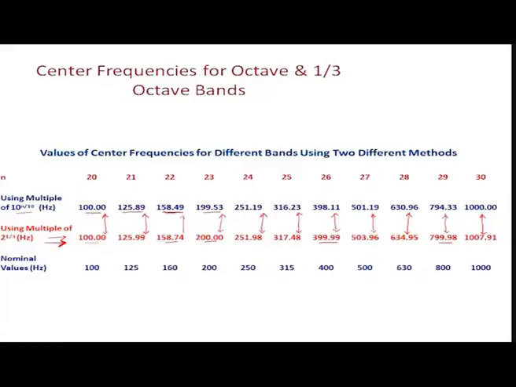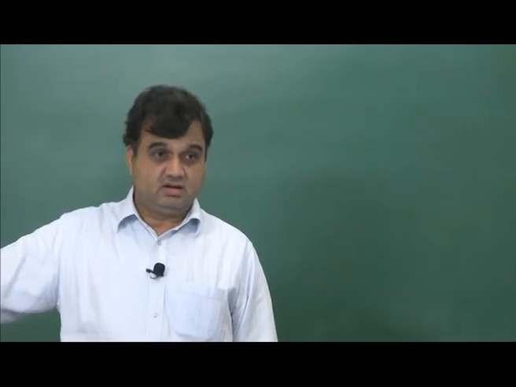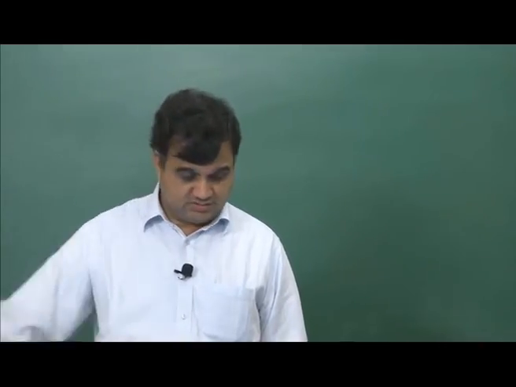So, the interesting thing about this is that each time you increase n by 10, you end up with a factor of 10. So if you go from 20 to 30, I have increased n by 10 and I end up at 1000 hertz. I am starting from 100 hertz and I end up at 1000 hertz. Again I increase it by 10, I end up at 10,000 hertz.